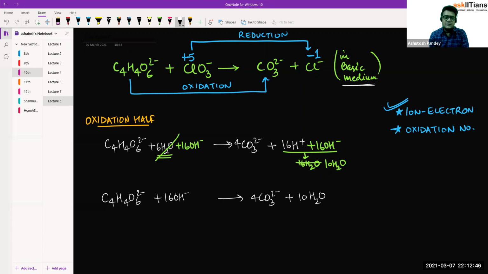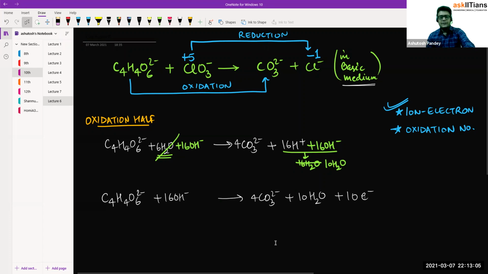What about charges? We have 2 negative and 16 negative, that is 18 negative on the reactant side, while only 8 negative on the product side. So we'll add 10 electrons on the product side. This is the balanced oxidation half reaction.